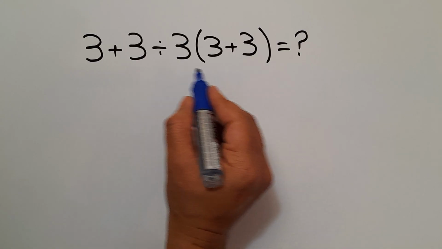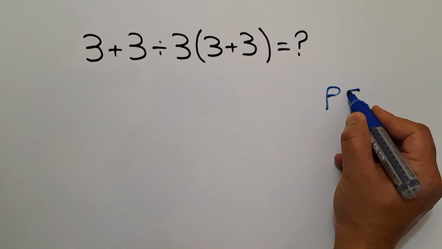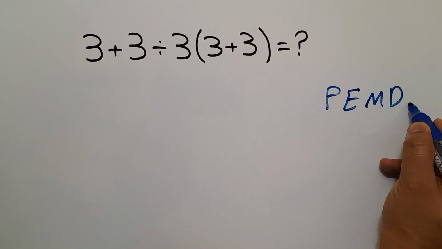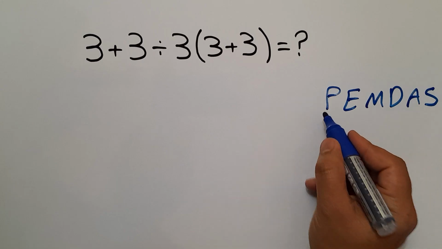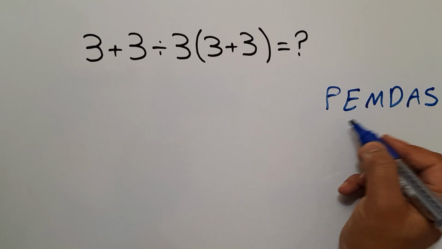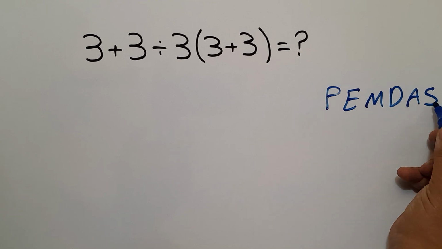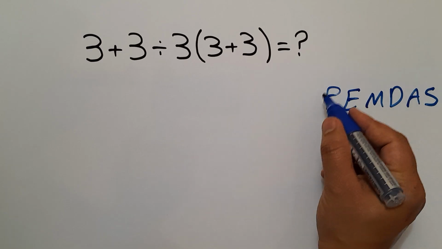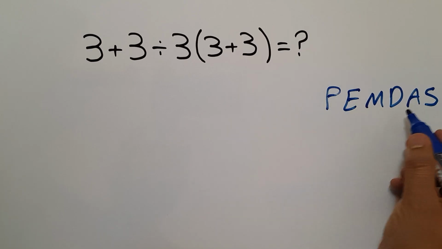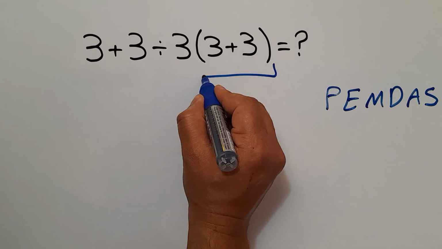According to the order of operations, which is PEMDAS, P stands for parentheses, E stands for exponents, M and D stand for multiplication and division, A and S stand for addition and subtraction. According to PEMDAS, we first do parentheses. So 3 plus 3 equals 6.